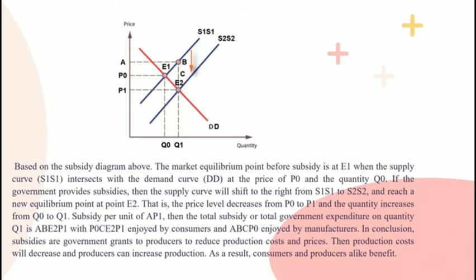Subsidy per unit of AP1, then the total subsidy or total government expenditure on quantity Q1 is ABE2P1, with P0CE2P1 enjoyed by consumers and ABCP0 enjoyed by manufacturers. In conclusion, subsidies are government grants to producers to reduce production costs and prices. Then production costs will decrease and producers can increase production. As a result, consumer and producer alike benefit.